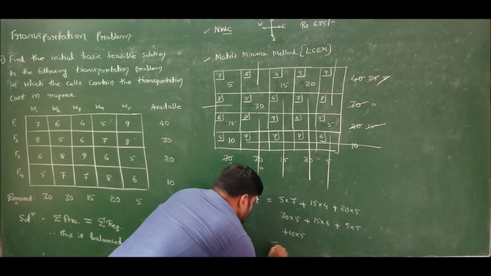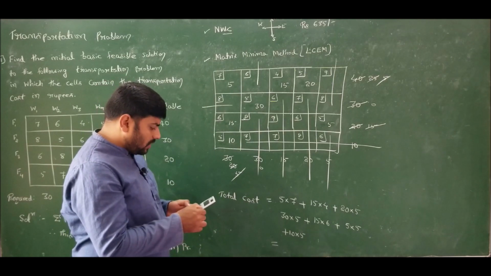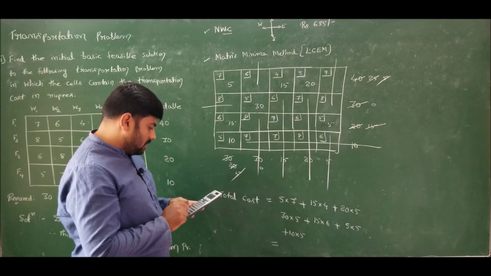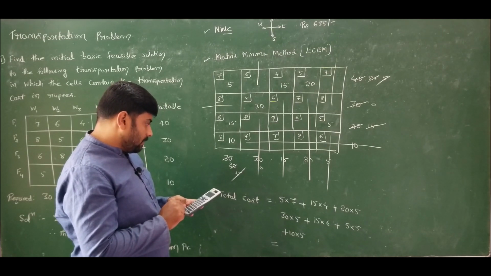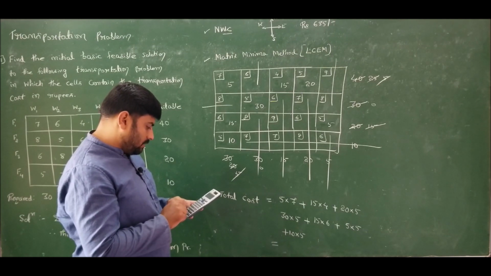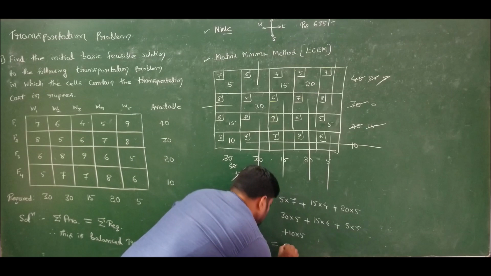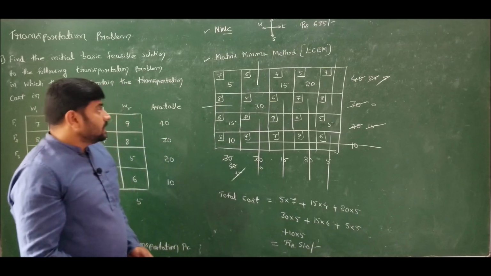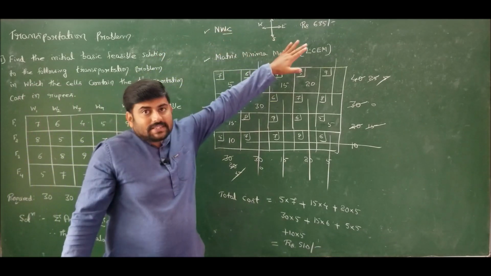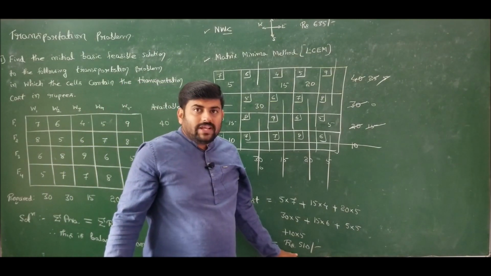So let me find out how much is the total cost in the initial basic degenerate feasible solution. The total cost that I am getting is 5 into 7 plus 15 into 4 plus 20 into 5 plus 30 into 5 plus 15 into 6 plus 5 into 5 plus 10 into 5, which is turning out to be rupees 510. So in case of northwest corner rule, we got rupees 635, whereas in case of matrix minima rule, we are getting 510. Why is this difference happening?